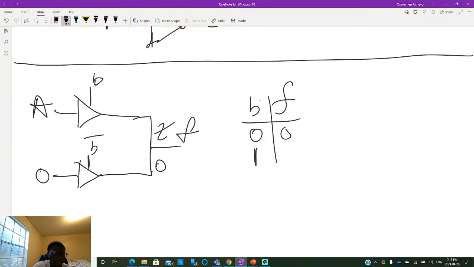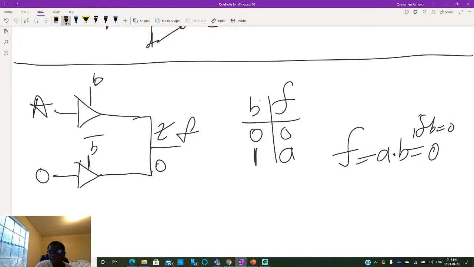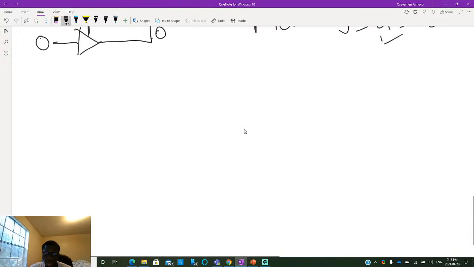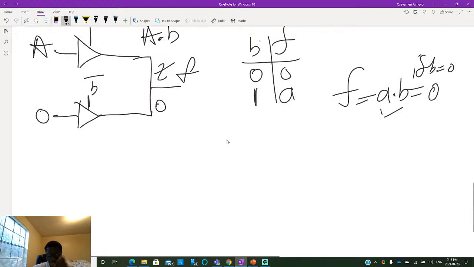Well, if B is 1, we have that this is 0 and then A goes through. Well, this is basically F equals AB. Yeah, that's pretty much it. Because if B is 1, you have F as A. If B is 0, you have F as 0. Okay. So this combination yields A and B. Okay, let's consider a different combination.